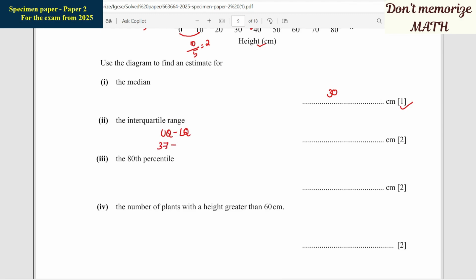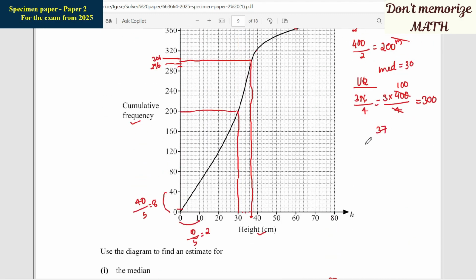Then we will find the lower quartile. To find the lower quartile, you can find the n over fourth value. Otherwise, you can find 25 percent of n. So n over 4, n is 400. 400 over 4 is 100. So we need to find out the 100th value. So let's see where we will get 100.